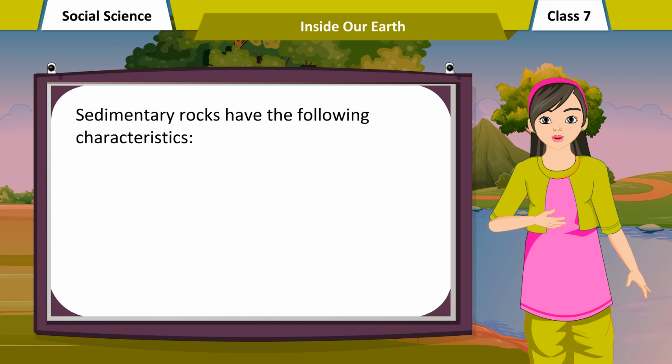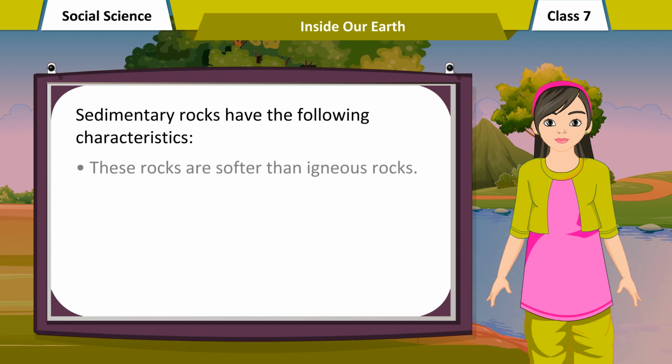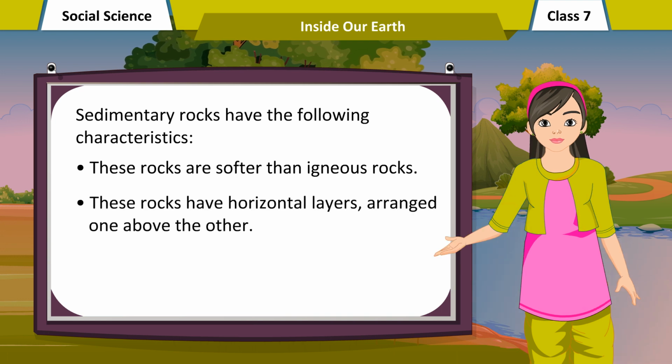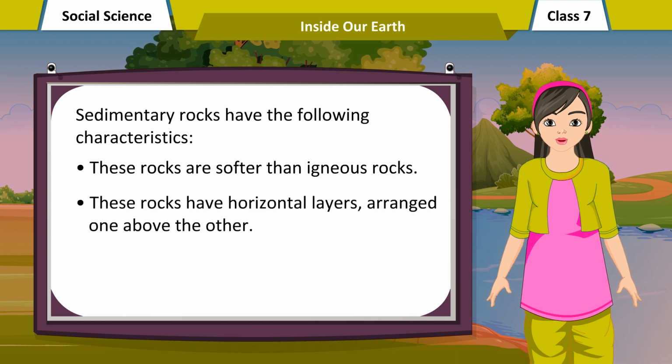Sedimentary rocks have the following characteristics. These rocks are softer than igneous rocks. These rocks have horizontal layers, arranged one above the other.